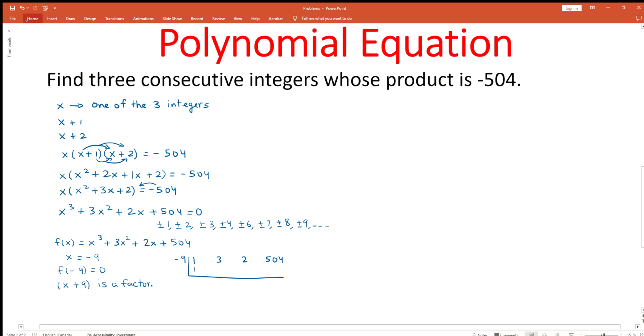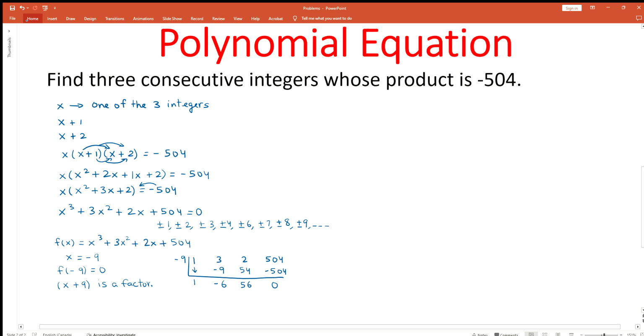First, we bring down the first coefficient, 1. -9 times 1 is equal to -9. We write it under 3. 3 plus -9 is equal to -6. -9 times -6 is positive 54. 2 plus 54 is equal to 56. -9 times 56 is -504. And 504 plus -504 is equal to 0. The last number we get is 0. That proves that x plus 9 is a factor of the cubic polynomial.